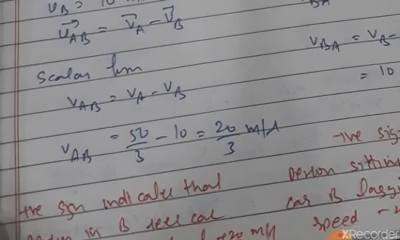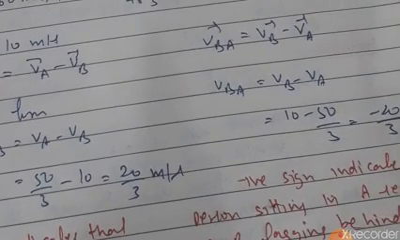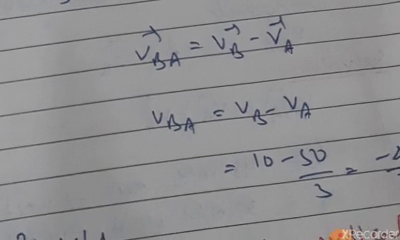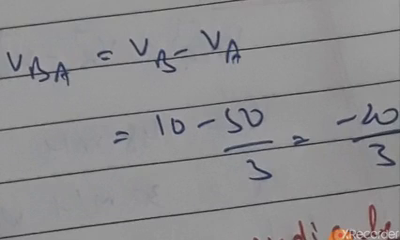Let us solve for VBA, velocity of B with respect to A. Again VBA, since VB is positive and VA is positive, so we'll put the same values. VBA will be equal to 10 minus 50/3. Answer will be minus 20/3.